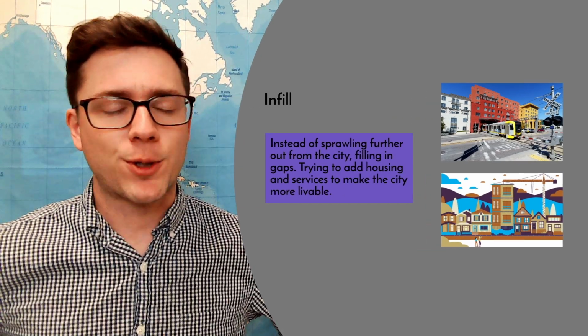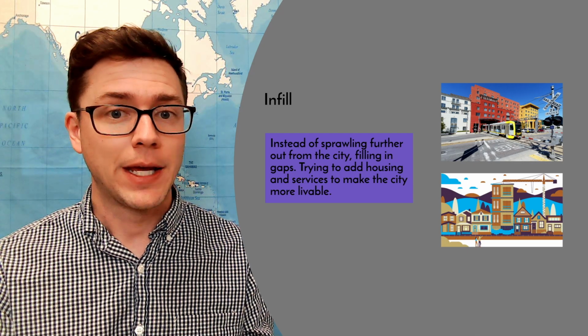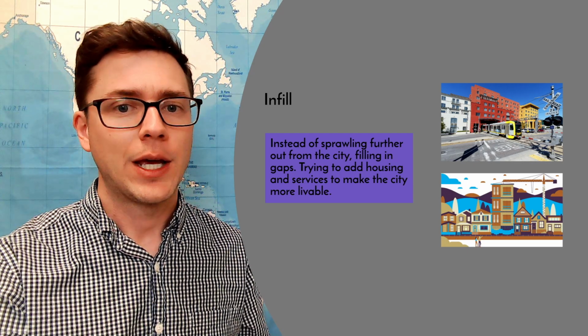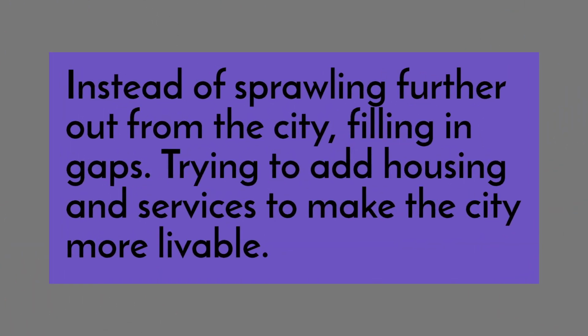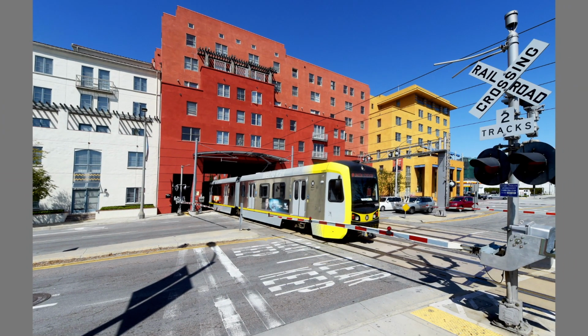One way to combat sprawl, that urban sprawl that takes over our green spaces and farmland, is that instead of sprawling further out from the city, you try to fill in the gaps. This is called infill. So infill is trying to add housing and services to make the city more livable after building up in that area. So finding the empty spaces or the abandoned spaces and transforming them into more livable spaces for people.